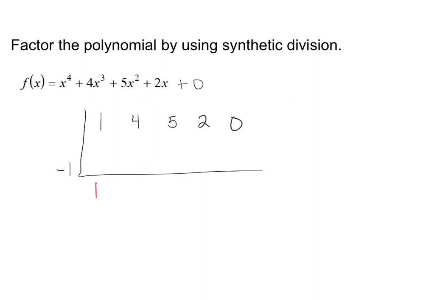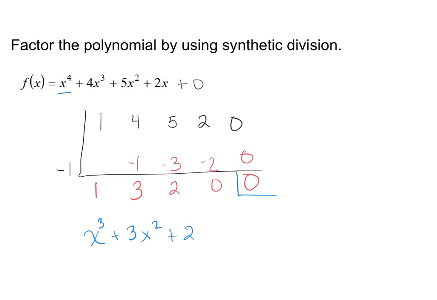Bring down my first number. -1 times 1 is -1. 4 minus 1 is 3. -1 times 3 is -3. 5 minus 3 is 2. -1 times 2 is -2, and then 2 minus 2 is 0. Negative 1 times 0 is also 0, so I have a remainder of 0. And now I will write my answer as a polynomial. So I have x to the third power plus 3x squared plus 2x, technically plus 0. However, because my constant is 0, that does not need to be written down.